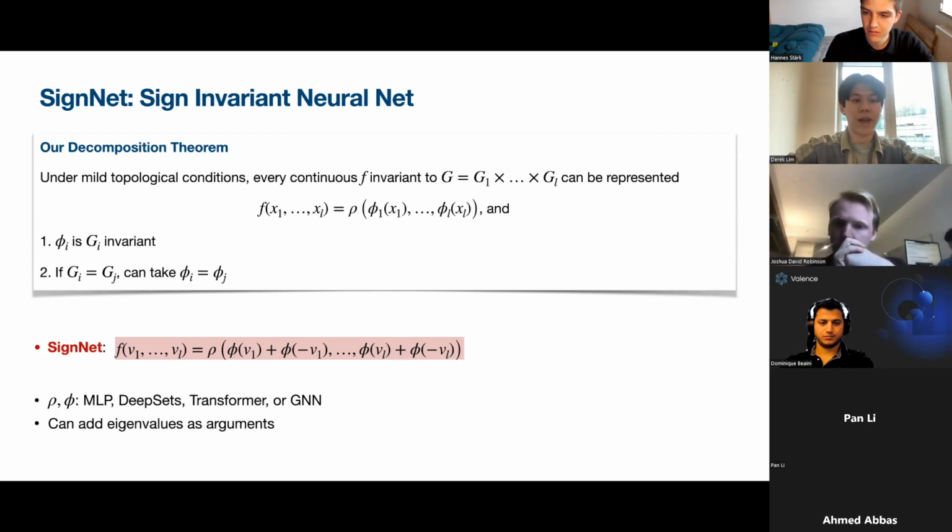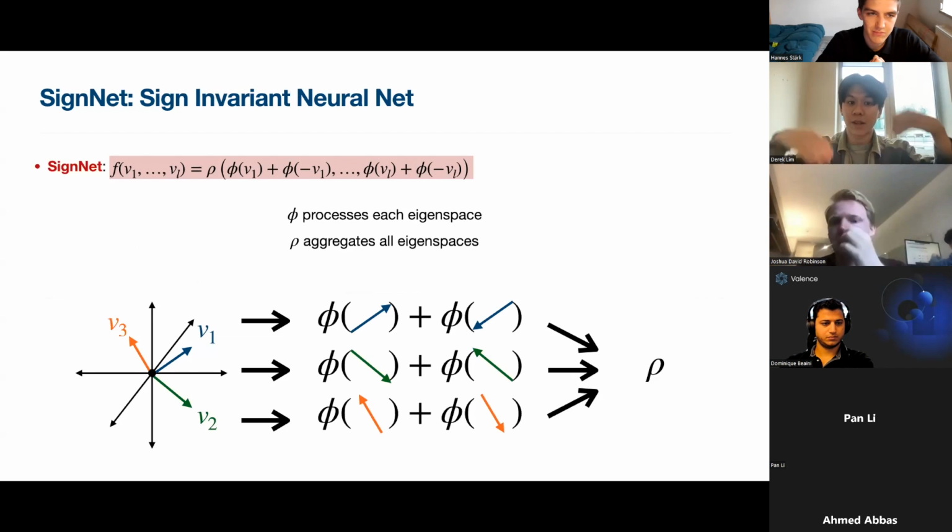Also, you could add eigenvalues as arguments, or like node features if you want. What you do is you could just add it into phi, or like add it to rho basically, and you don't have to negate the eigenvalues or anything else you want to add. You could just add them right in. And we often use phi as a GNN sometimes. You'll see more of that in our experiments. But just to make it really clear, once again, rho processes each eigenspace.